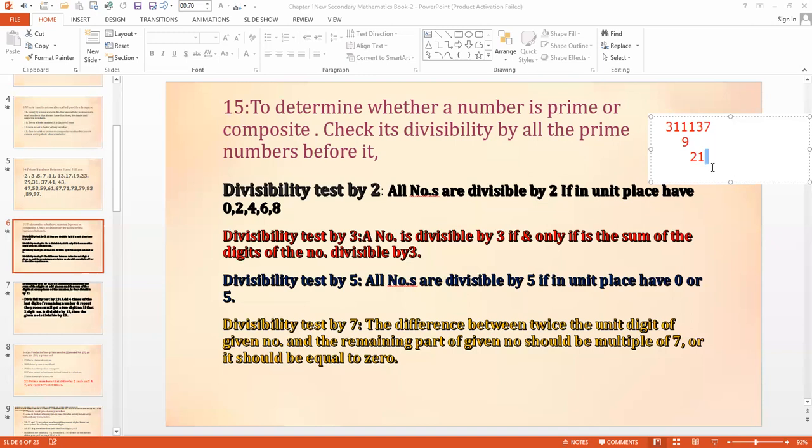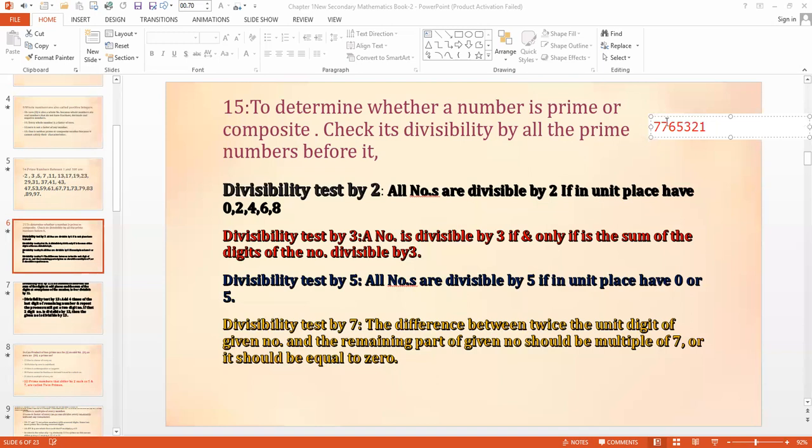All numbers are divisible by 3 if their digit sum is divisible by 3. A number is divisible by 3 if and only if the sum of its digits is also divisible by 3. Tell me any other number. Look here, 7 7 6 5 3 2 1.